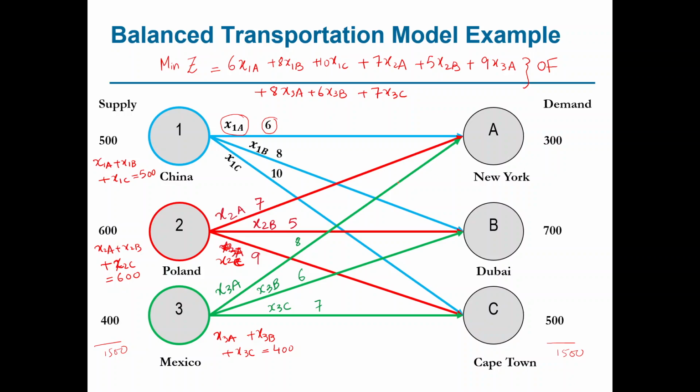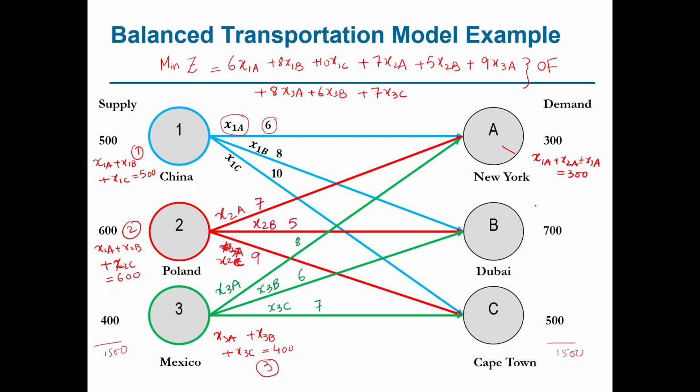So we have three constraints, one, two, and three, for the supply, and then we will write the constraints for the demand as well. The demand must be fulfilled, and it's a balanced problem. So the quantity that can be received at A is x1a from 1, and from 2, x2a, plus x3a, that is the quantity from Mexico to New York, and that must be equal to 300.